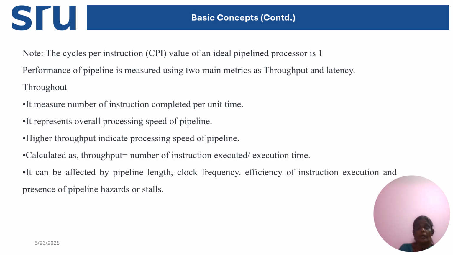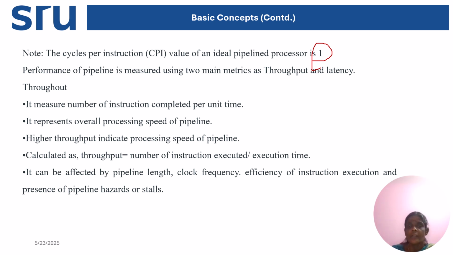Next one, the cycles per instruction. So CPI is equal to cycles per instruction. The value of an ideal pipeline processor is equal to 1. So the ideal value of CPI should be equal to 1.